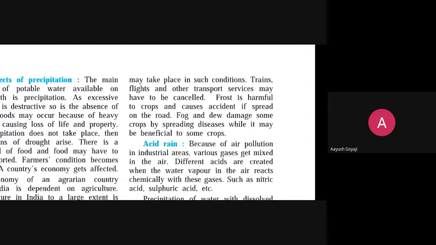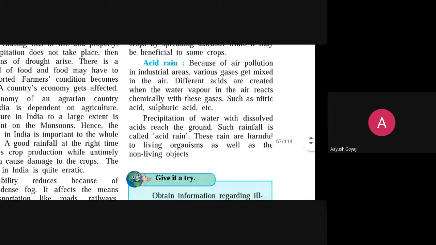ओके, आता आपण बघूयात ऍसिड रेन म्हणजे काय. Because of air pollution in industrial areas, various gases get mixed in the air. What happens, because of the air pollution in industrial areas various gases get mixed in the air. Different acids are created when water vapor in the air reacts chemically with these gases.